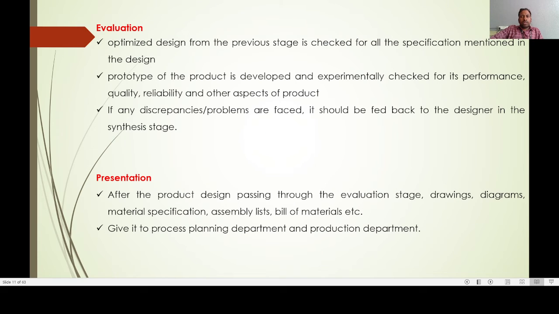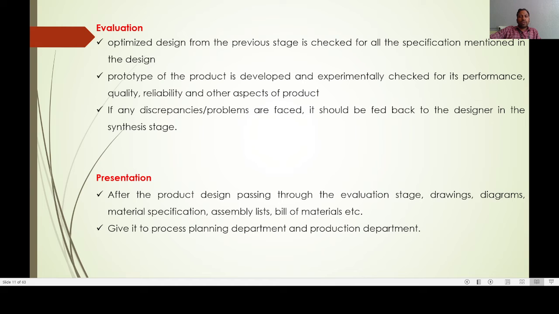Next, evaluation. In evaluation, the optimized design from the previous stage is checked for all the specifications mentioned in the design. So in that previous stage we need to check all the specifications in the design. Next, in that evaluation stage, the prototype of the product is developed and experimentally checked for its performance. So after the analysis and optimization, we need to prototype the product and the prototype will be experimentally checked for its performance. That includes quality, reliability, and other aspects of the product.